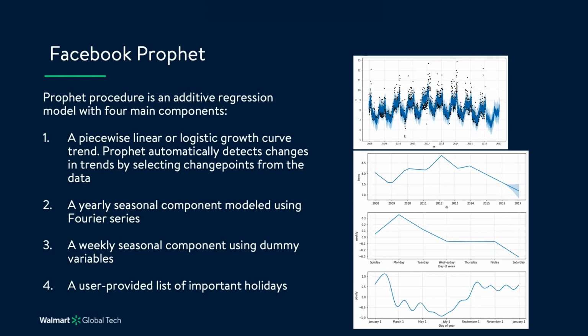The first piece is a logistic growth curve trend. Essentially, this could be done automatically by Prophet, where it can identify which point within that distribution is causing that anomalous behavior.